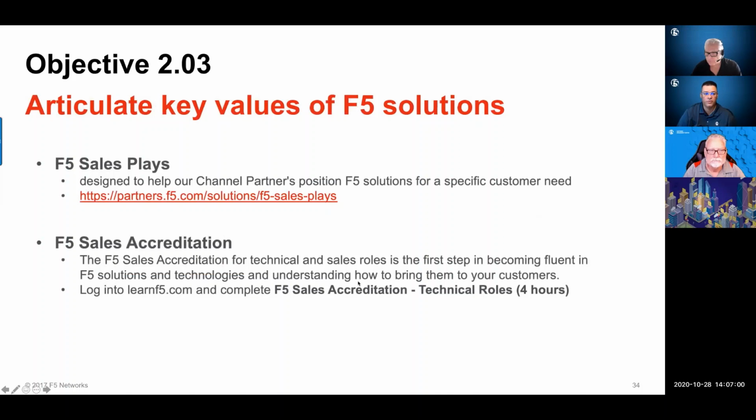Section 203, articulate key values of F5 solutions. I mentioned a little bit earlier about this. You have on the partner site these sales plays. I'm not sure if this link still works, because we recently updated our website. You might want to check that one, Mickey, to see if this still works. It will take them to the technical hub. Good. Awesome. I already checked them. Then they'll have to kind of grope around from there.